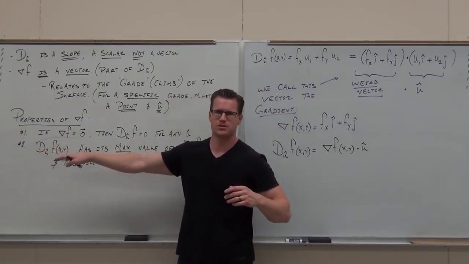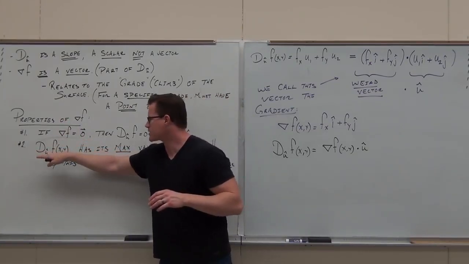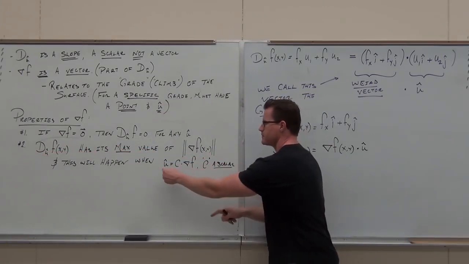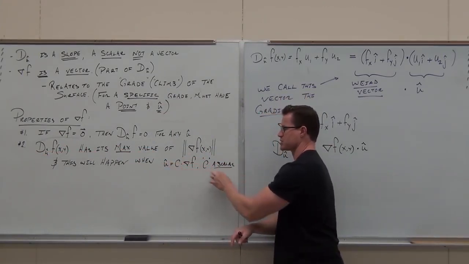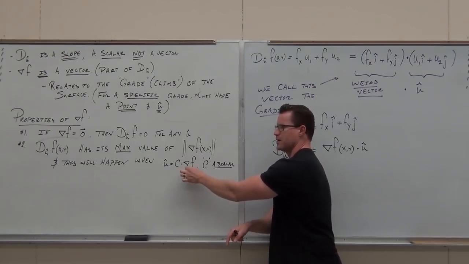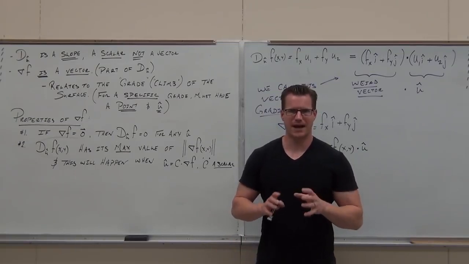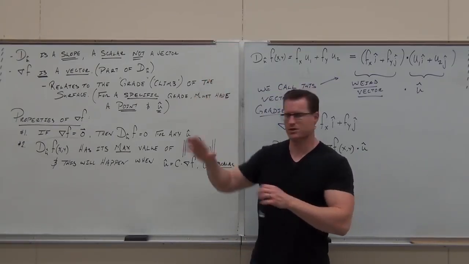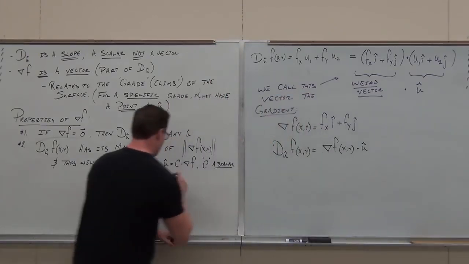Derivative, slope, slope of a tangent line to a surface, slope of a surface. Let's think about it that way. The slope of the surface has its max value when the unit vector is going the same direction, scalar multiple, parallel, same direction as your gradient vector. That's when you're going to have the maximum slope. Does that make sense to you? Show of hands if it does. So this whole thing means the unit vector and the gradient are in the same direction.